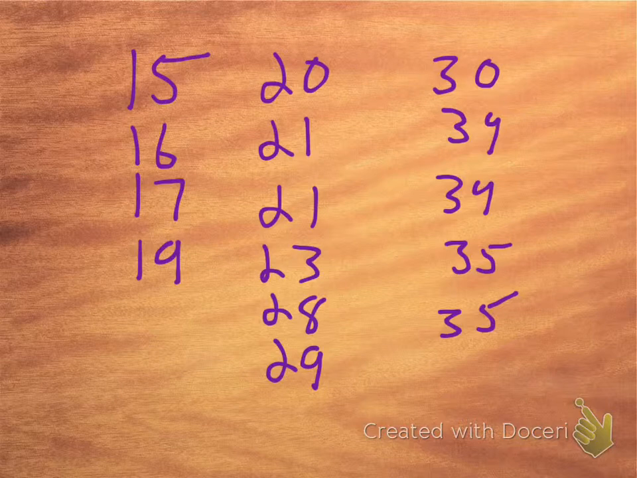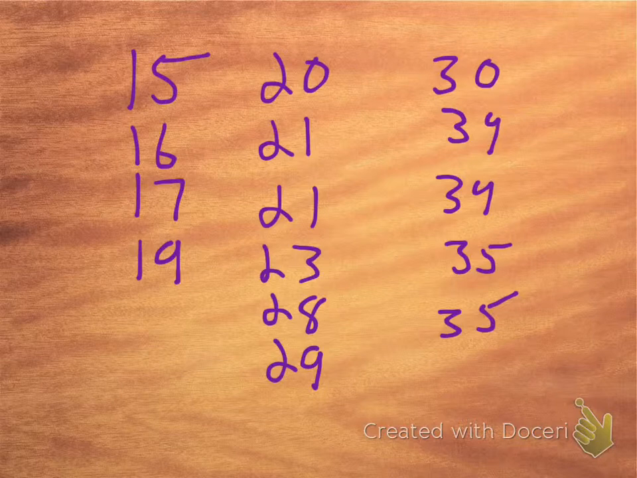If we go to the next one, I want you to look at the numbers I have written down, and I'm going to read off the numbers from representation C. It says 15, 16, 17, 19, 20, 21, 21, 23, 28, 29, 30, 34, 34, 35, 35. Does that match? Yes. Alright, so we know that representation C and D are alike, which means one of these other two is going to be the odd man out.